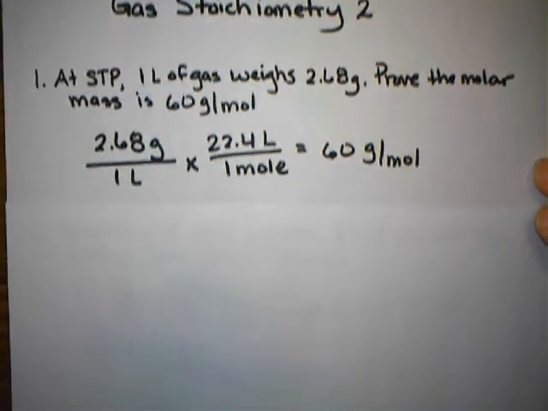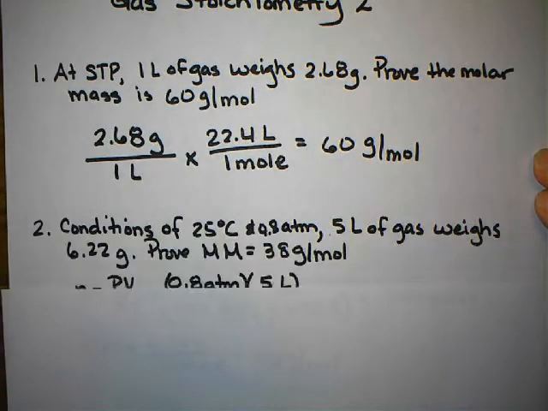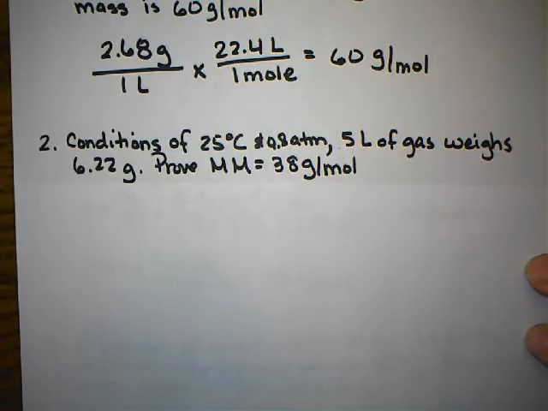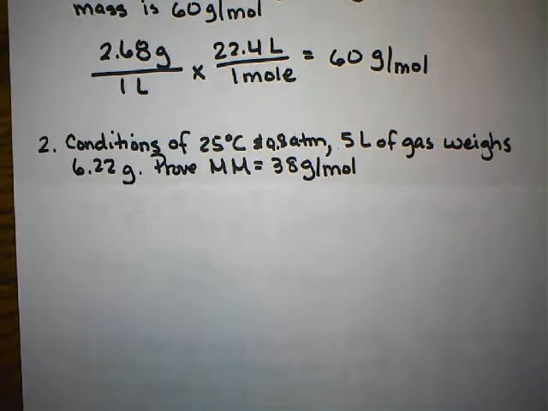All right, next idea. Like I said, these aren't really very related. You have constant conditions of 25 degrees Celsius and 0.8 ATMs. Prove that 5 liters of gas at this condition is going to weigh 6.22 grams, so prove that the molar mass is 38 grams per mole. So since you are at conditions that are not STP, you can't use 22.4 liters per mole.